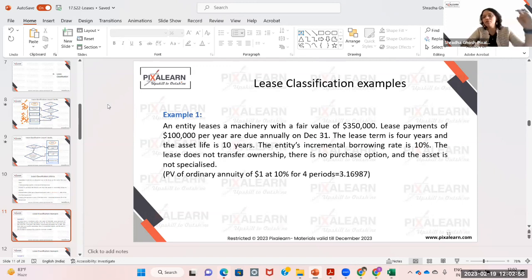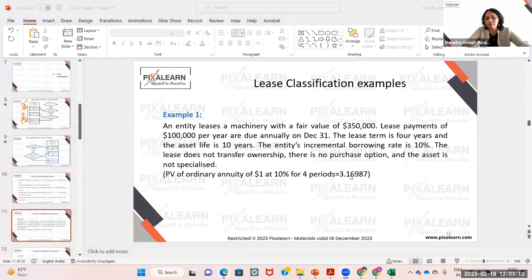How do you get that? I know 4 equal installments that I have to pay. I know the annuity factor. Multiply, and I get to know the PV. So $100,000 paid at the end of the 1st year, 2nd year, 3rd year, 4th year, brought down to today's value is $316,000 odd. So how would you classify this lease quickly?